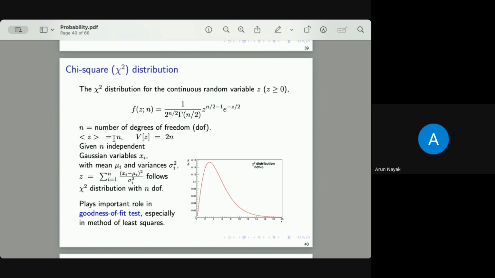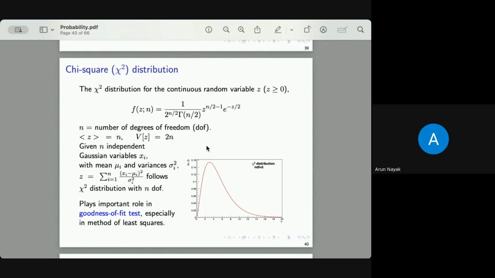Now we know that from this distribution, the mean of the variable chi-square is n, and the variance of the chi-square is twice n, where n is the number of degrees of freedom. So if the number of degrees of freedom is 3, that means the mean of this distribution would be 3, and the variance will be 6.